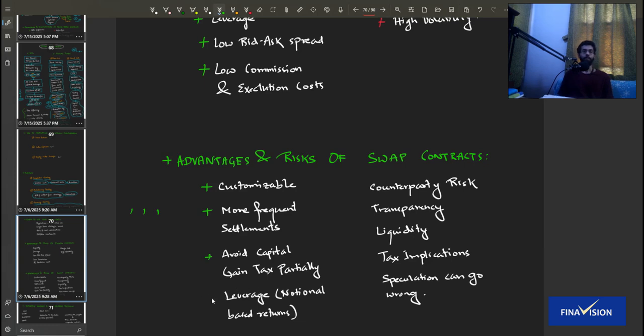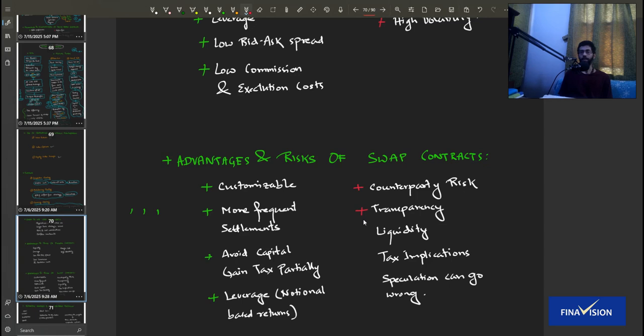Then leverage. The swap contract is based on a notional amount, right? So the notional amount is actually not invested, but based on that notional amount there is some transaction going on, and this gives a certain degree of leverage. So this is again another advantage. Now let's discuss the risks of swap contracts. It's an OTC contract, which means there is counterparty risk.